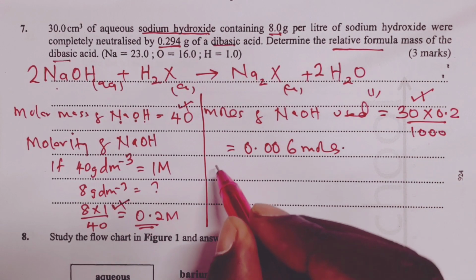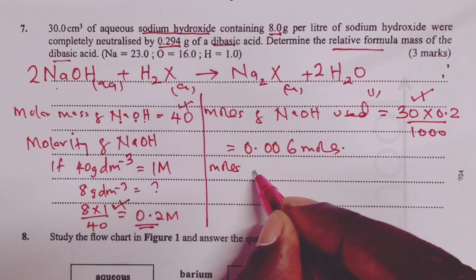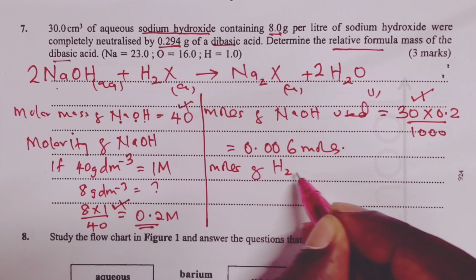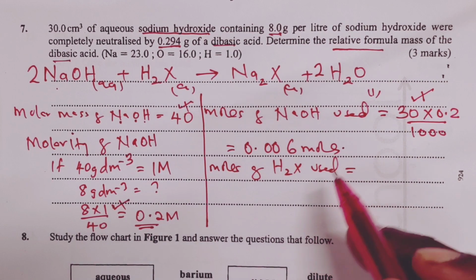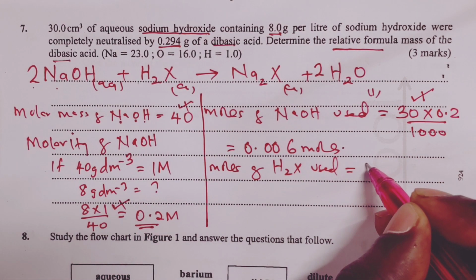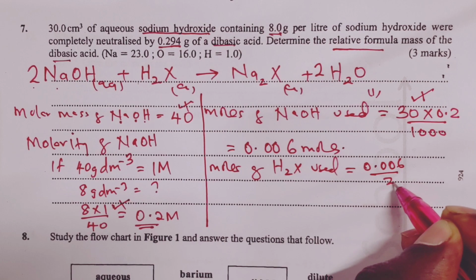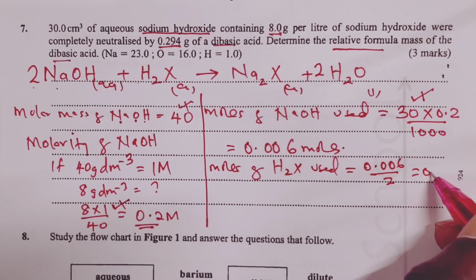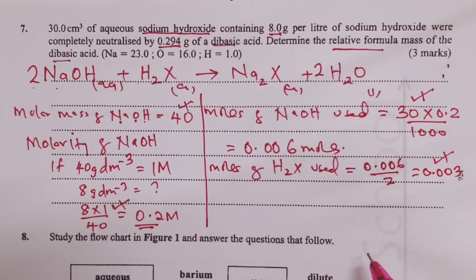Let's now move to our dibasic acid by first finding moles of it that were used. This is easy. We would use the mole ratio 2:1. So moles of acid used would be 0.006 divided by 2. That would give 0.003, and we would score another half mark for that.